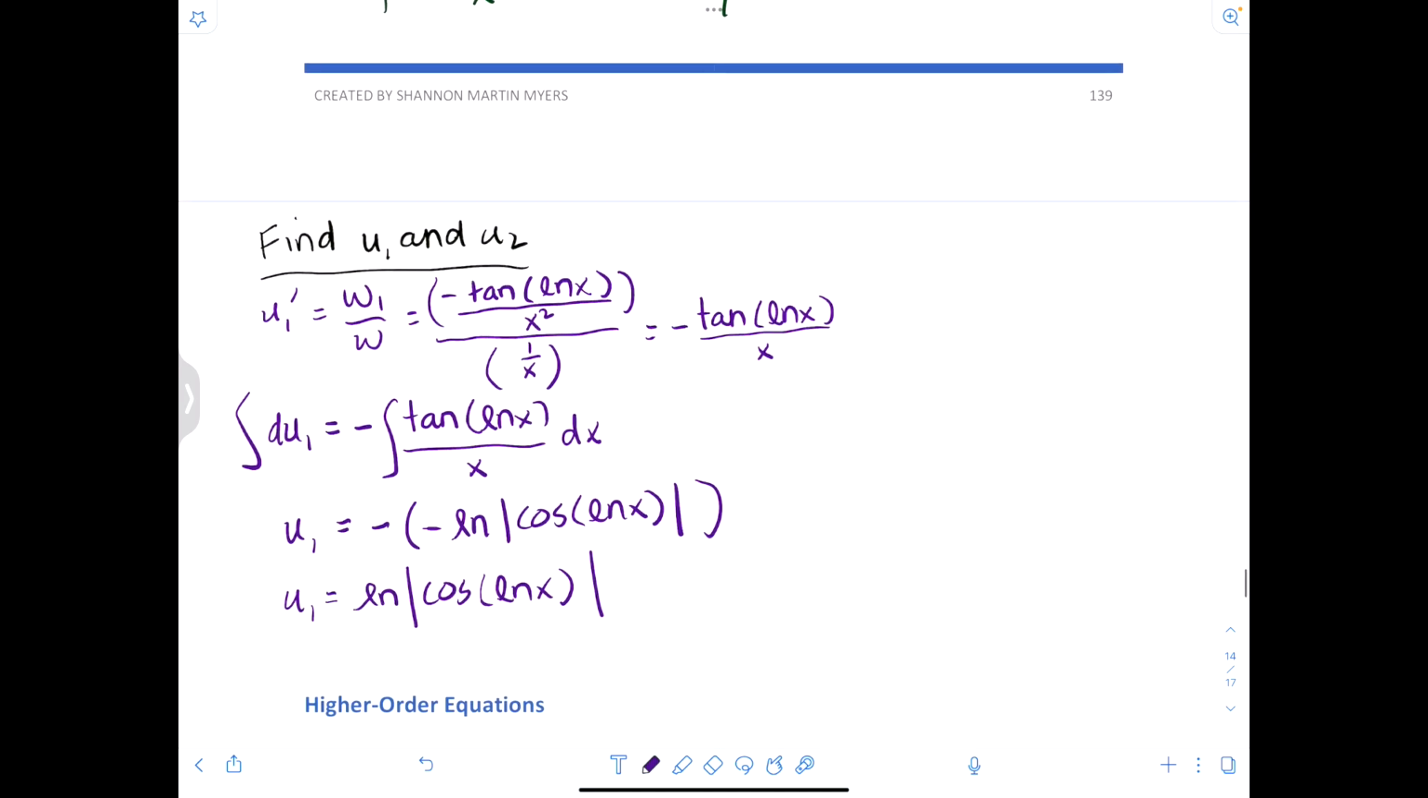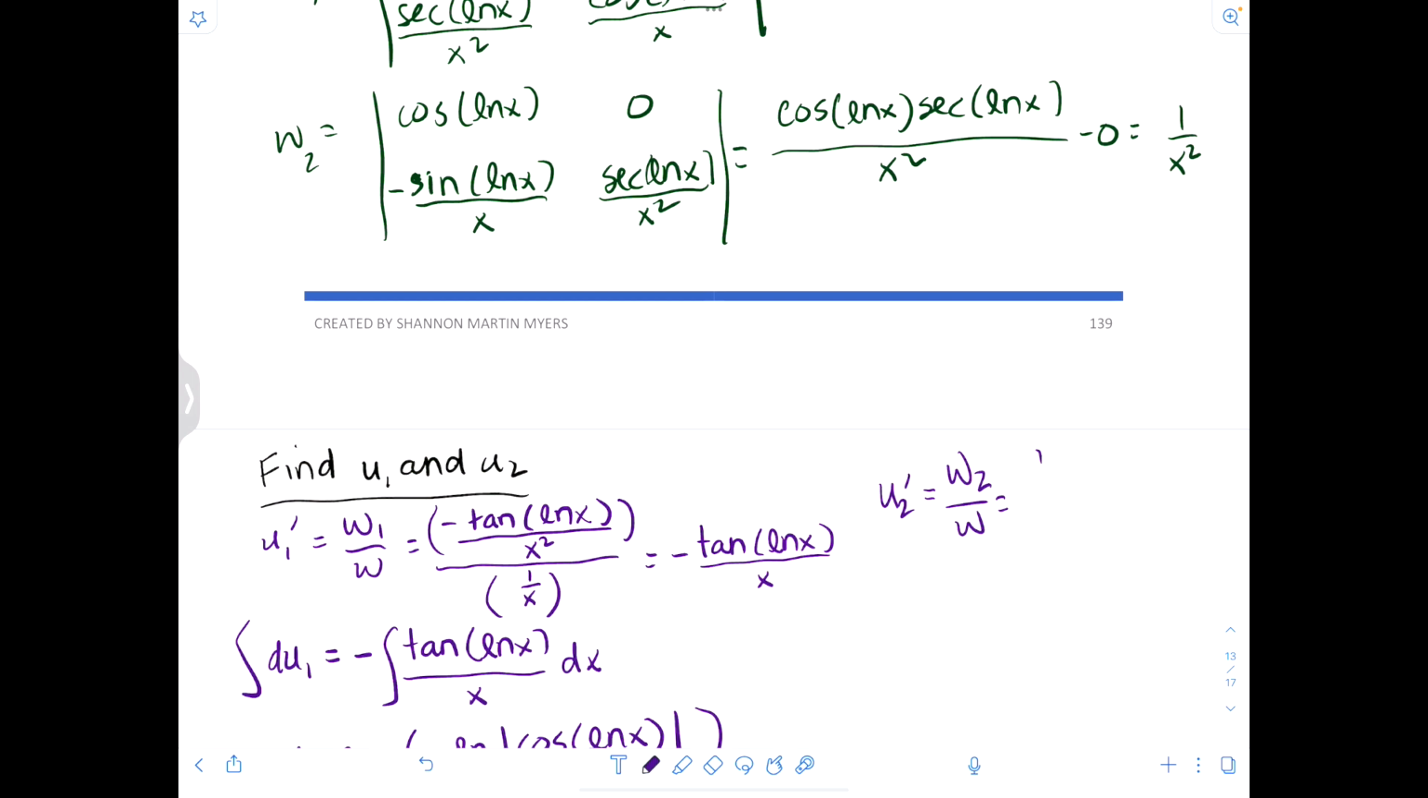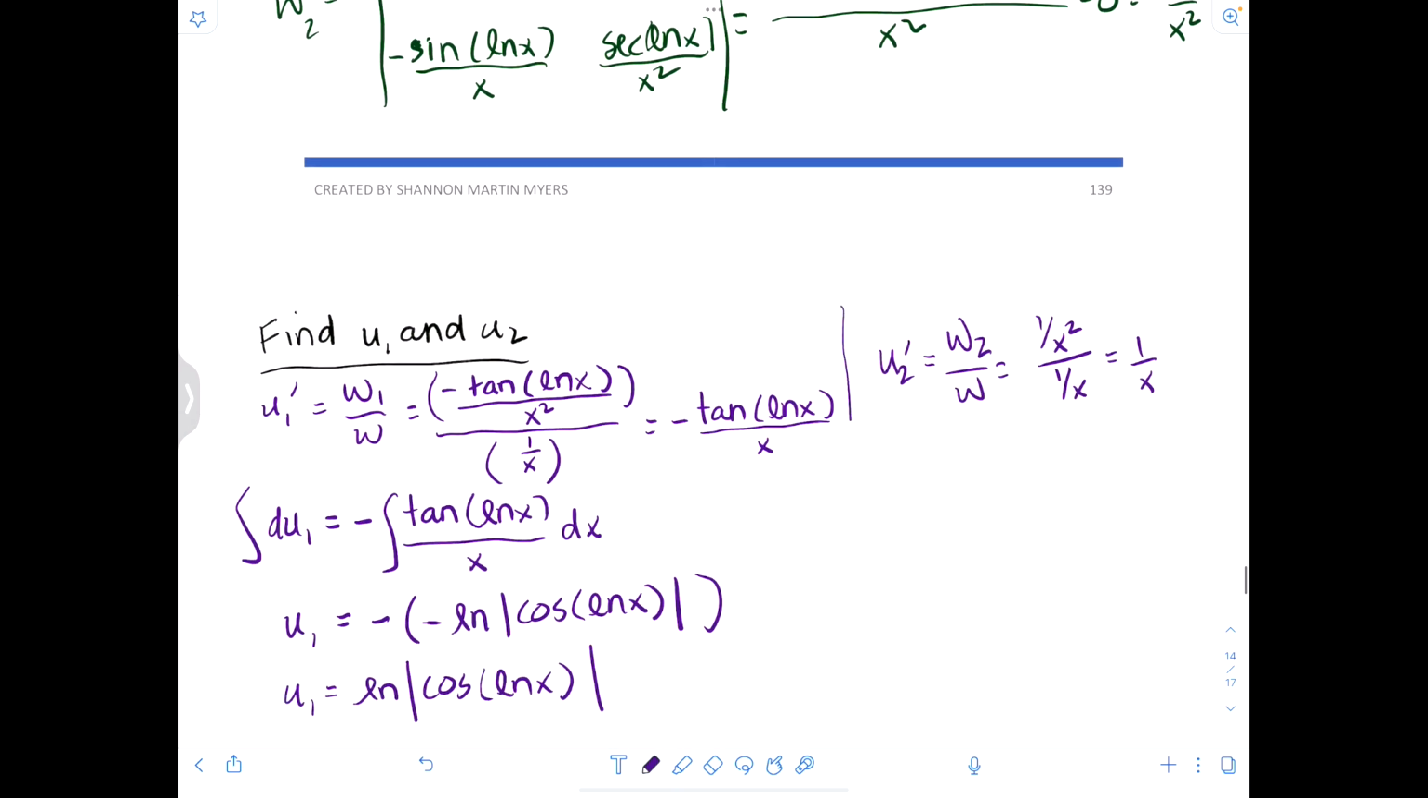And then u2 prime is, of course, w2 over w, which will be 1 over x squared over 1 over x, which is just 1 over x. And so this one will be nice and easy for integration. We'll have du2 is 1 over x dx, and integrating we'll have u2 is natural log of absolute x.